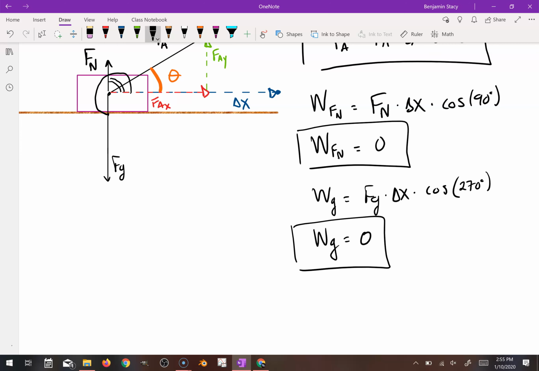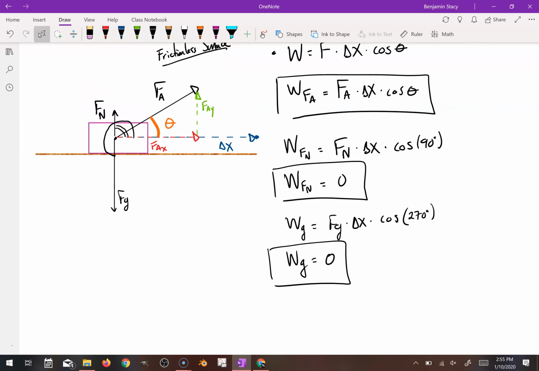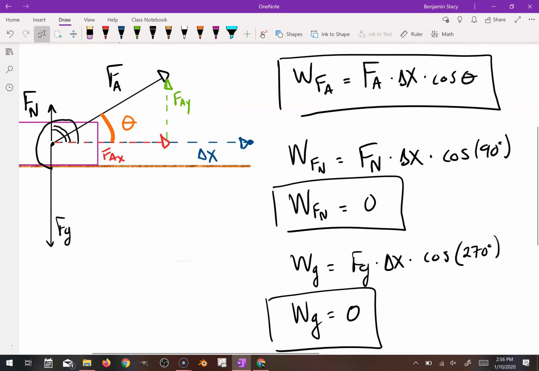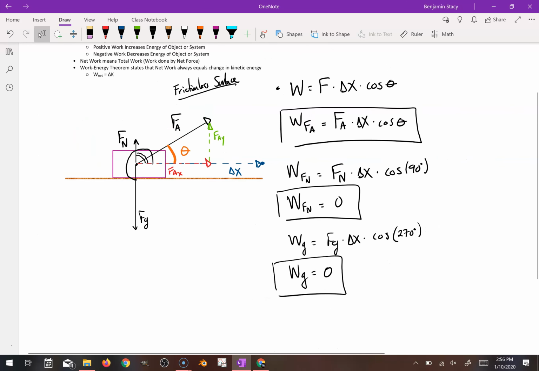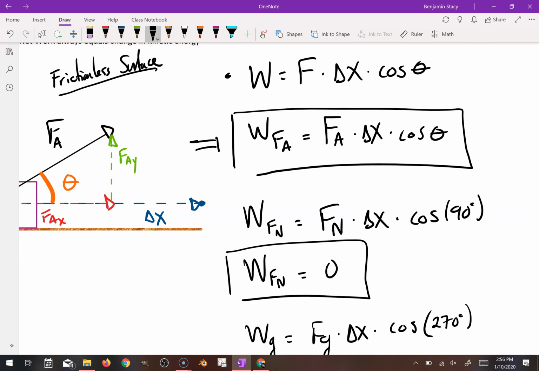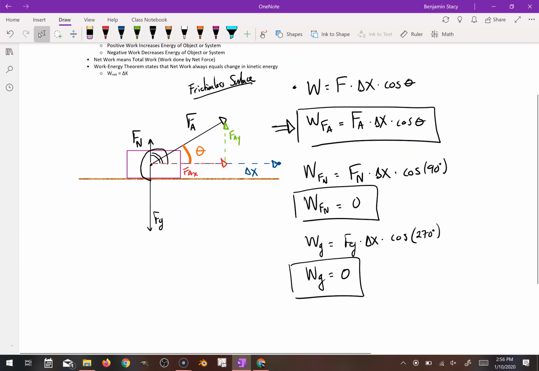The gravitational force is there, but because the object is not moving vertically at all, the gravitational force does no work. So the only thing that does work is this red component, the horizontal or x component of the applied force, Fax. That's the total amount of force in the direction of the object's motion, and that's the amount of force that's going to determine the work done on this object. So there's the work that's actually getting done, Fa times delta x times cosine theta.